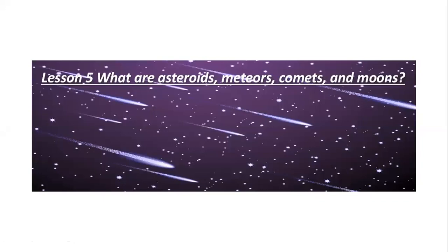Today we will start with our new lesson, lesson 5. What are asteroids, meteors, comets, and moons? Still, we have other small objects in the solar system, not only the inner planets and outer planets.